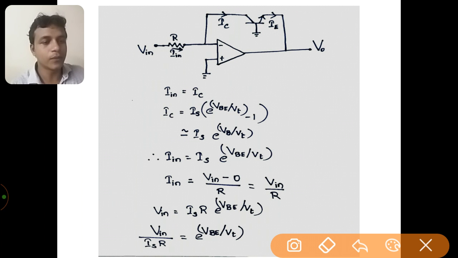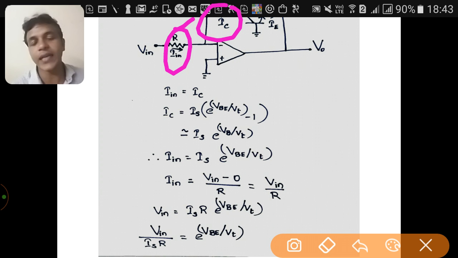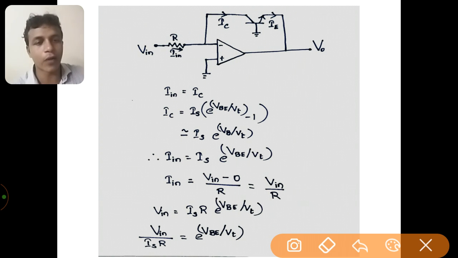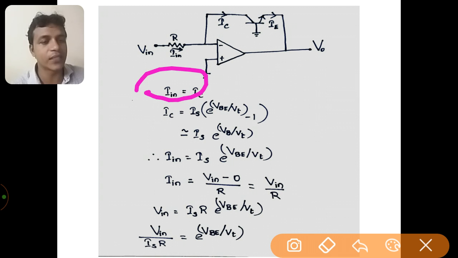Here that comes as the collector current. The current passing through to the collector terminal of the BJT, we term it IC, called the collector current. So from this we can conclude that I in and IC, the input current and collector current, are one and the same. That is what we have concluded here, I in equals IC.